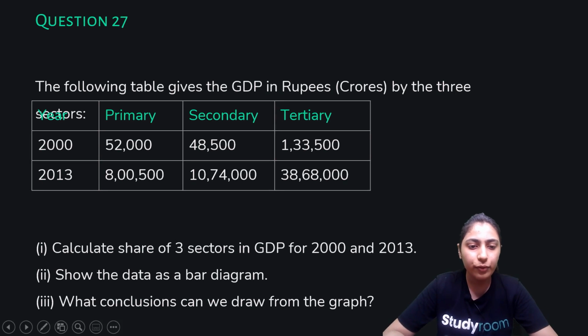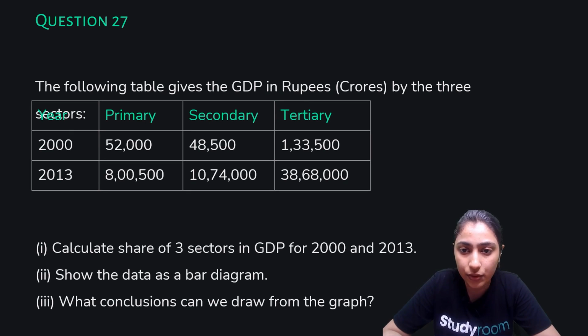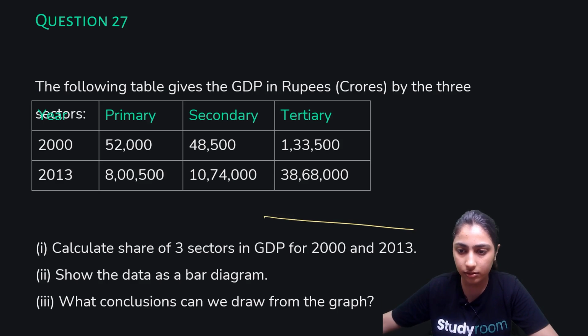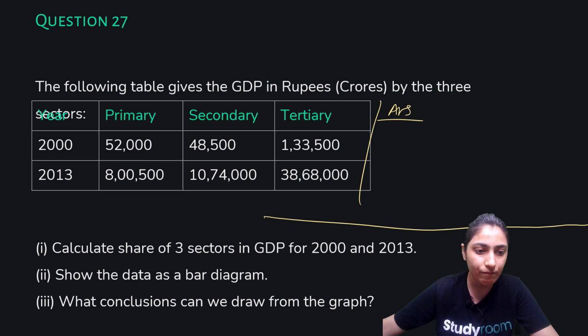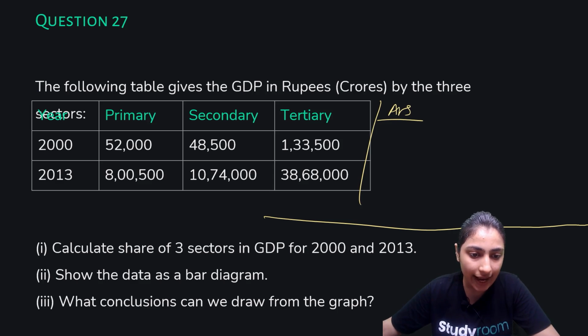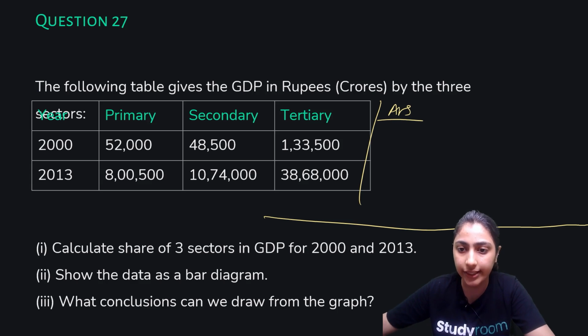Moving forward, the following table gives the GDP in rupees crores. They haven't written crore over here; they have simply given the numbers and told us that the GDP is in crores. So, years 2000 and 2013, primary, secondary and tertiary. I'll be writing the answers here. The first thing they say is to calculate the share of the three sectors in GDP for 2000 and 2013.